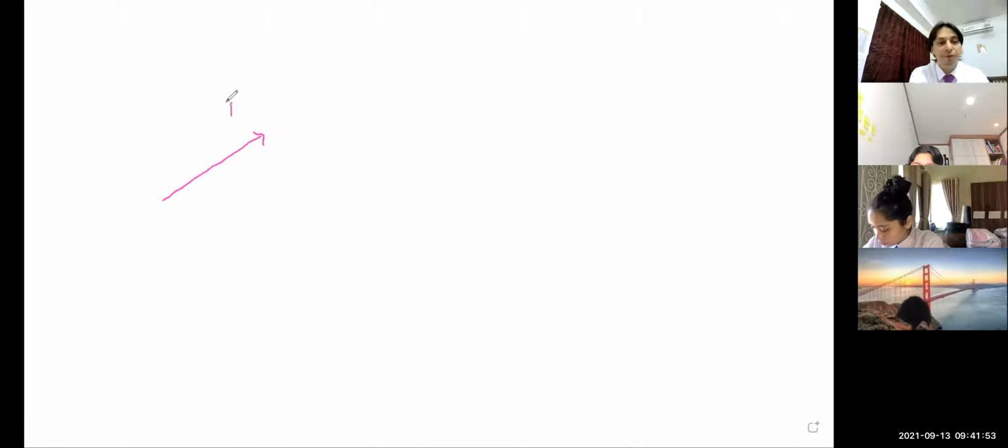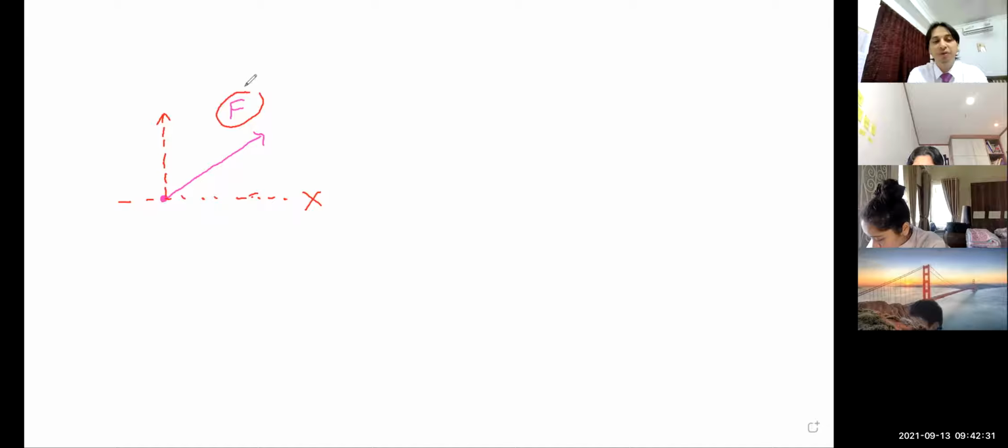And suppose this is our force, some kind of force acting on an object which is here at this point. Now I want to complete a rectangle by taking the x axis. This is our x axis, children. And then I want to draw another axis, that is our y axis. The y axis is perpendicular to the x axis. And now assume, children, that this force F is acting on an object with an angle theta with the x direction.